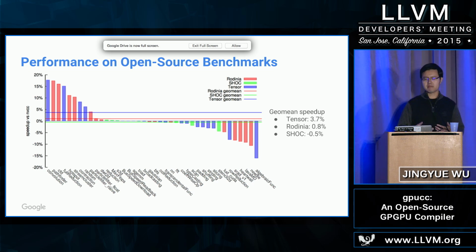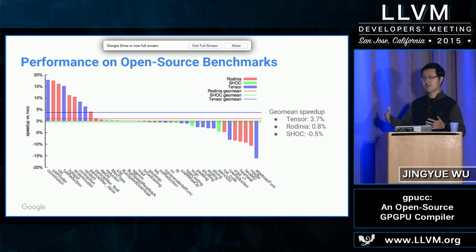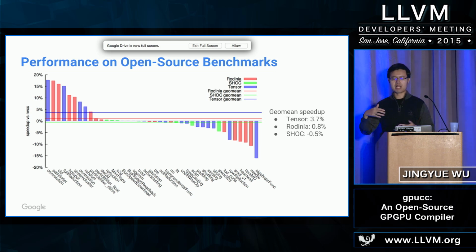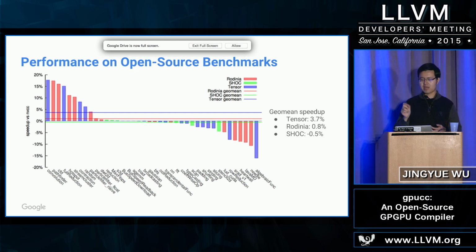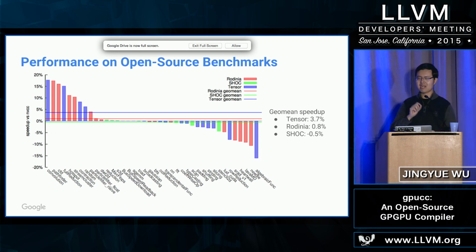We ran the same experiments on the open source benchmarks. Here I order these benchmarks according to the speedup, but I use different colors to represent the benchmarks from different suites. Red means Rodinia, green means Shoc, and blue means Tensor. As you can see, well, you can't see it, but I tell you the geomean speedup of Tensor is 3.7%, and Rodinia is slightly faster. Shoc is slightly slower. So the result here is not as great as what we have for end-to-end.